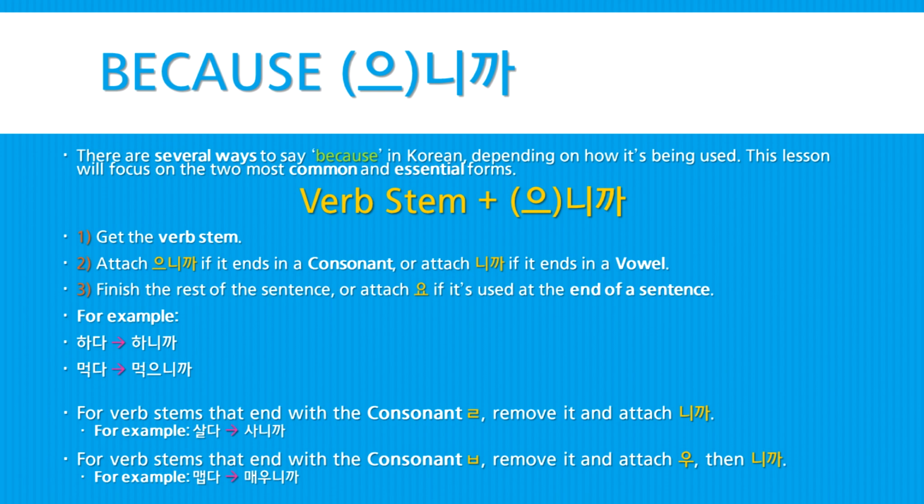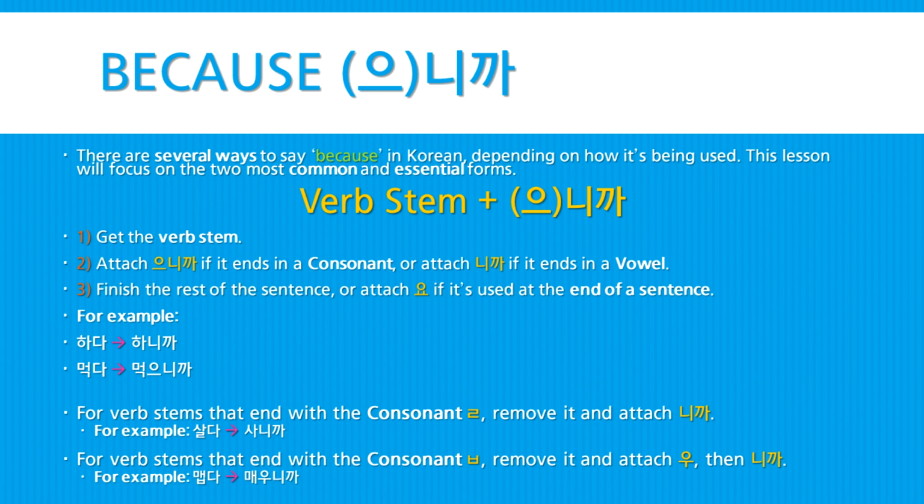To use it, get a verb stem and attach 으니까 if it ends in a consonant, or attach 니까 if it ends in a vowel. Then finish the rest of the sentence. Or you can attach 요 if it's used at the end of a sentence. For example, 하다 would become 하니까, and 먹다 would become 먹으니까.